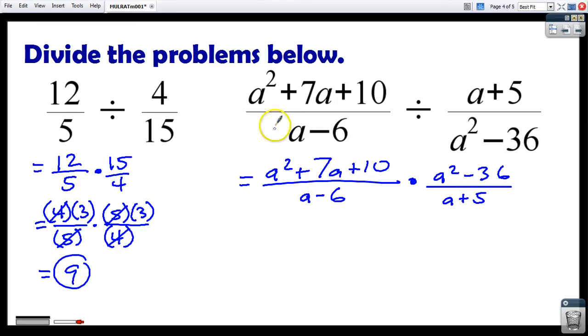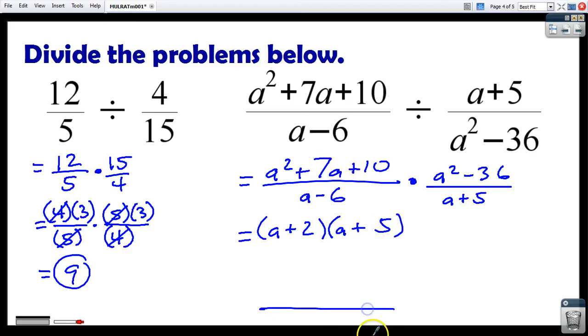Now once again, we've already gone through the process of changing the division problem into multiplication, so now it's just a matter of factoring. Here, if I look at this combination of numbers, especially the 7 and the 10, this would break up into a times a for a squared. And then what would multiply to 10 but add up to 7 would be 2 and 5. 2 times 5 is 10. 2a and 5a would give us 7a.